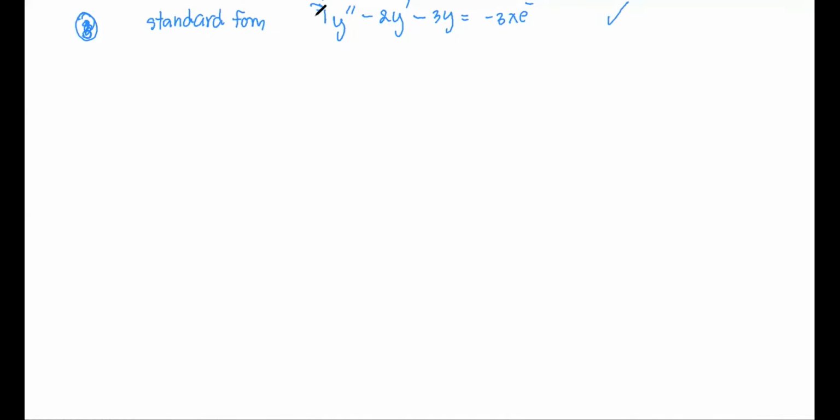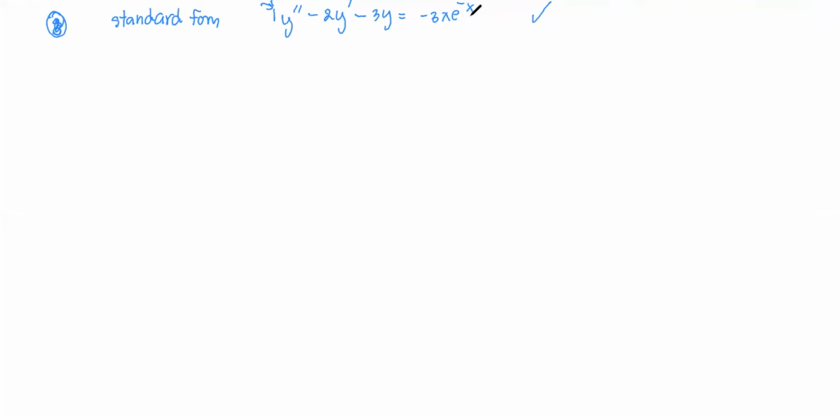The equation, y double prime minus 2y prime minus 3y equals negative 3x e to the negative x, is already in the standard form, because the leading coefficient, the coefficient of the highest order, is 1. That means our f of x is negative 3x e to the negative x. Next, step number 4. Step 3 is the easiest one.